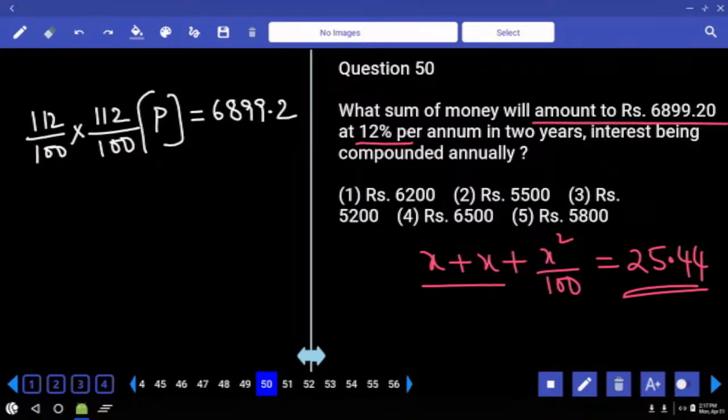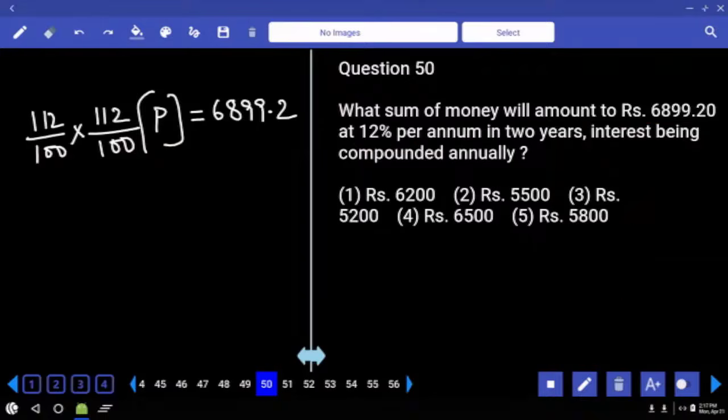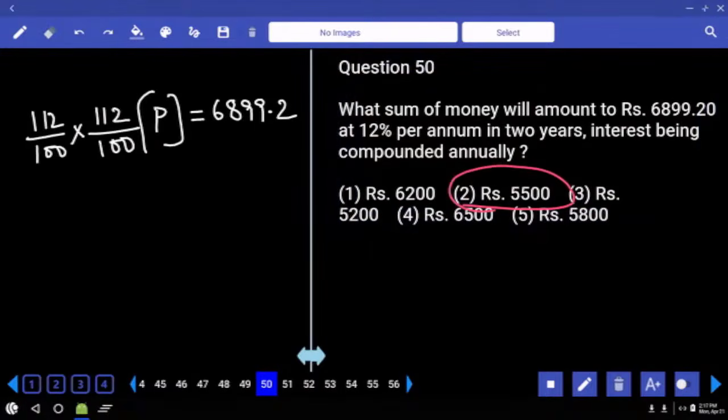Use your brain. Right hand side number, you will get a clue if you look at your options. Out of all, this looks interesting for me because that is a multiple of 11. Right hand side number, let's observe alternate numbers. 6 plus 9 plus 2, 17. Other alternate, 8 plus 9, 17. Is it a multiple of 11? Yes. The right hand side number is a multiple of 11. So the left hand side also should have a multiple of 11.